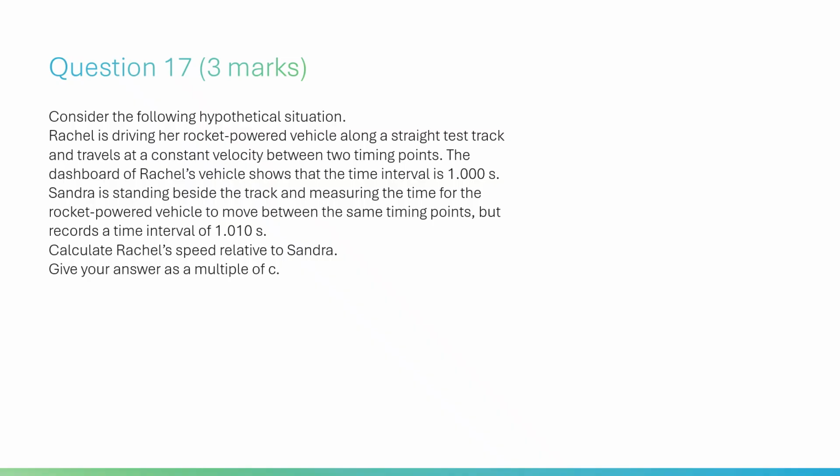Consider the following hypothetical situation. Rachel is driving her rocket-powered vehicle along a straight test track and travels at a constant velocity between two timing points. The dashboard of Rachel's vehicle shows that the time interval is 1.000 s. Sandra is standing beside the track and measuring the time for the rocket-powered vehicle to move between the same timing points, but records a time interval of 1.010 s. Calculate Rachel's speed relative to Sandra. Give your answer as a multiple of c.